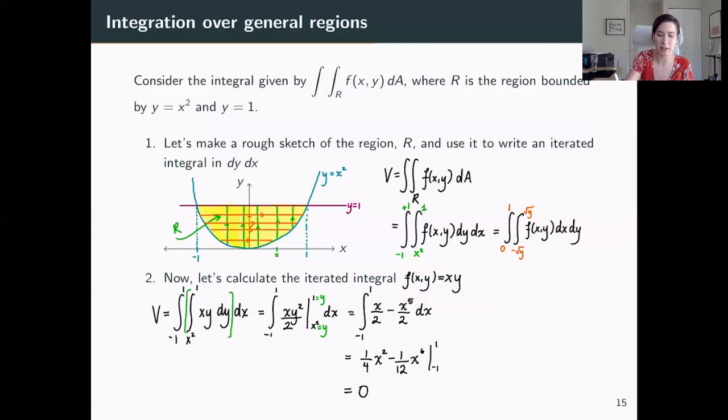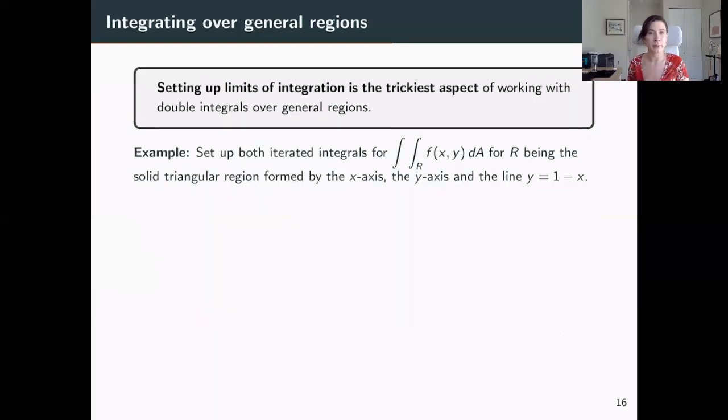You probably gathered from that previous example that setting up iterated integrals is the hardest part of dealing with double integrals. So we're going to spend a little bit more time seeing some examples of setting up these limits of integration on double integrals.